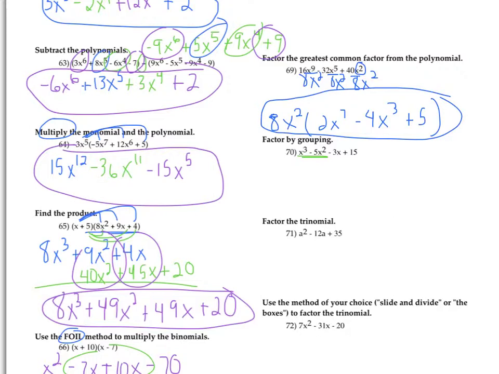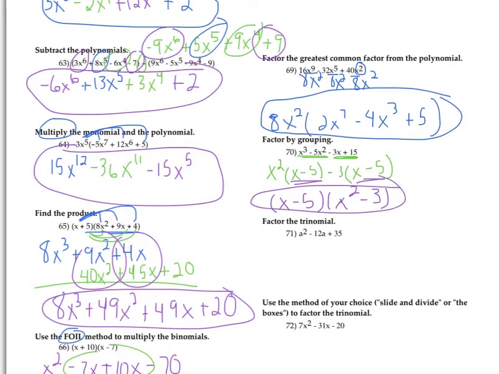Good old factoring by grouping. Look at these first two. What do they have in common? x squared. They have x minus 5 left over. What do these two have in common? They have a 3, but if we actually want to take out a negative 3 so that we can get x minus 5, because if these match up, we can write this as x minus 5 times x squared minus 3.